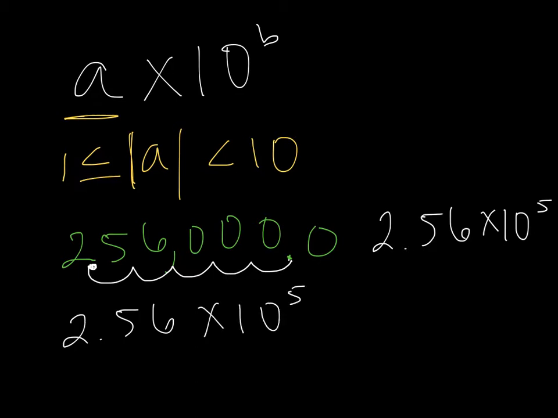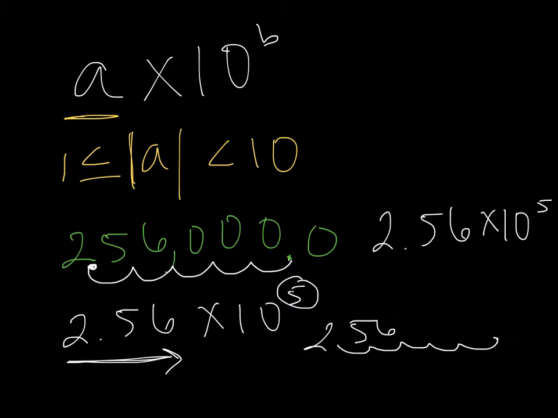So that 5th is telling me from this position right here, it's a positive 5. So think about a positive, you're moving it to the right. When this is positive, you're moving your decimal place to the right to get it to its expanded number. So from 2.56, if you go 1, 2, 3, 4, 5 and put your decimal there and fill in those places with zeros, there you have it, 256,000.